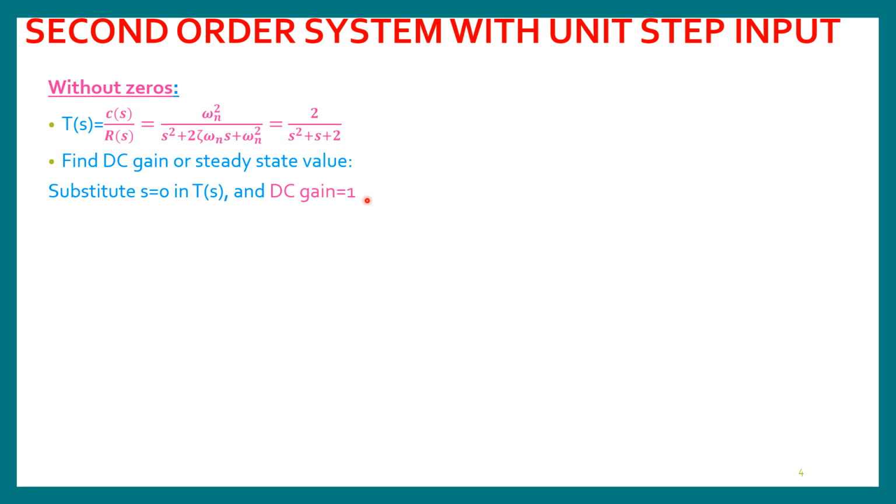The next step is I should take the value of R of s. The R of s value for a unit step signal is 1 by s.